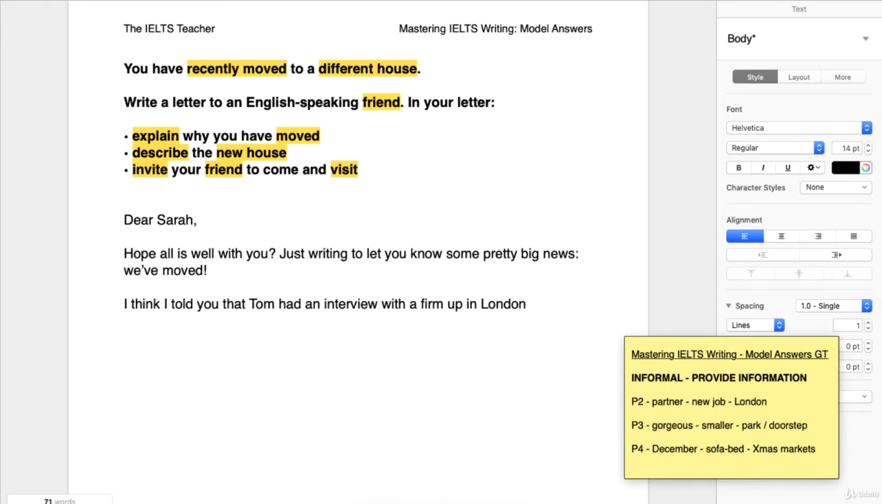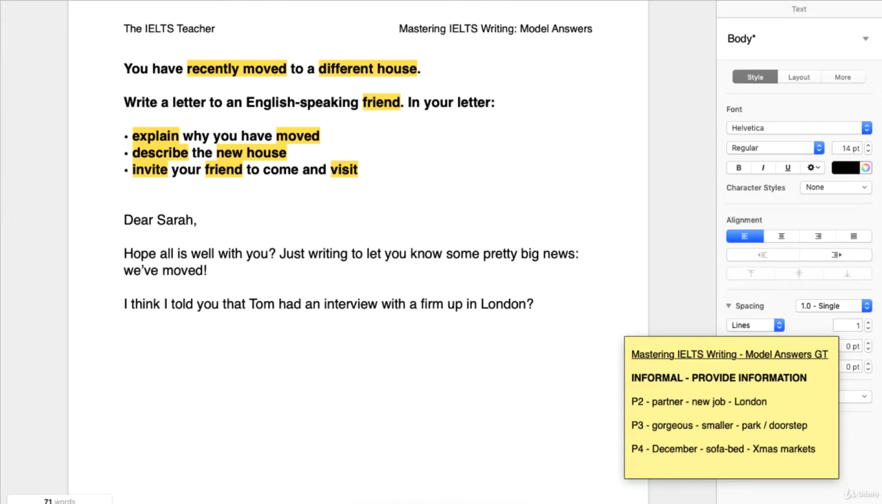Let's just end that here. And notice the question mark I'm adding. It's like, I think I told you. I'm not absolutely sure, but I think I told you. So it's got that sound to the sentence, and so it becomes a question. So we can add that question mark there. I think I told you that Tom had an interview with a firm up in London?